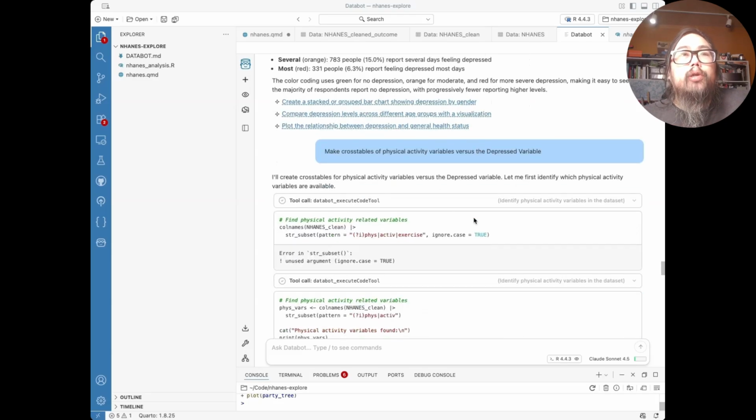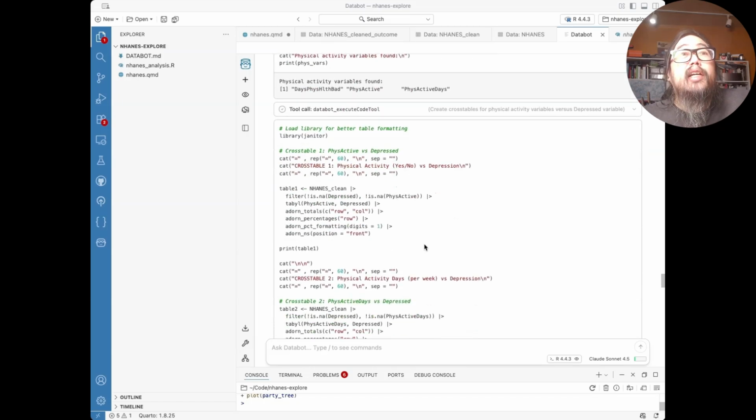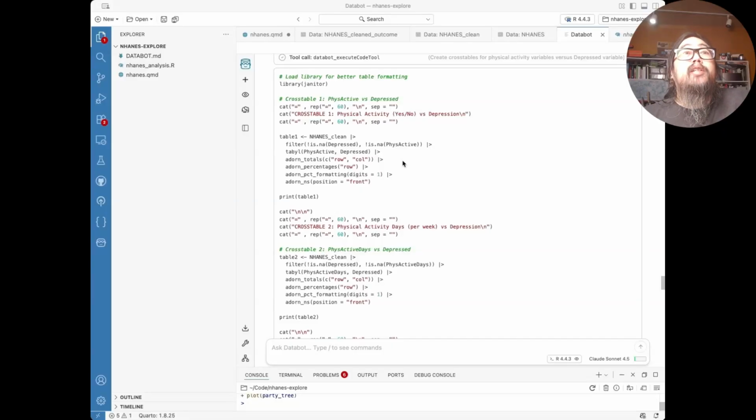I want to take a quick look at some of the code that Databot generated to produce the crosstabs. In general, I was pretty pleased to see that Databot was going to use a package called Janitor. It's one of my favorites for producing cross tables. You can do these cross tables of two different variables. So here is physically active and depressed. And then you can add more information, like totals and percentages, and you can change the formatting, etc.